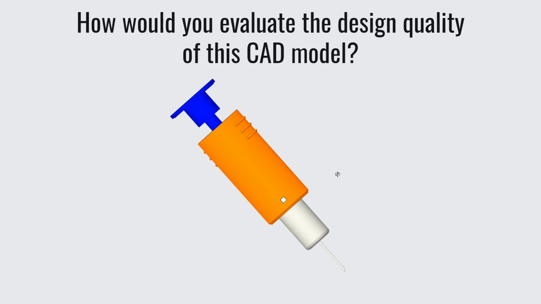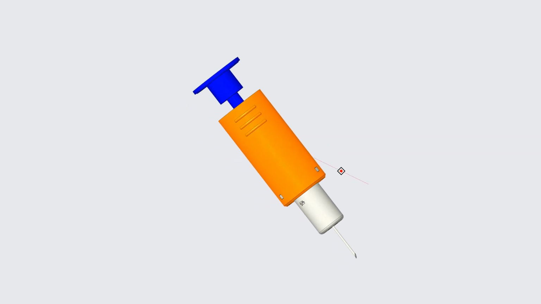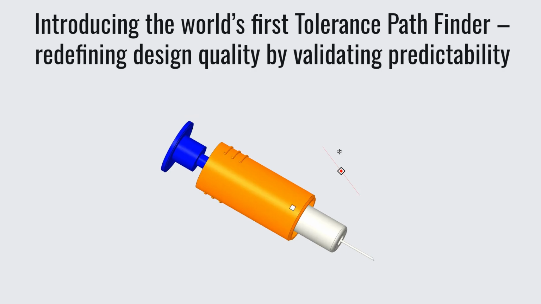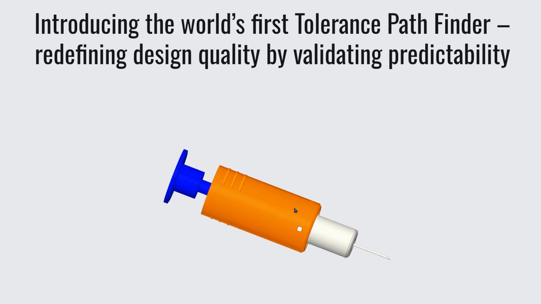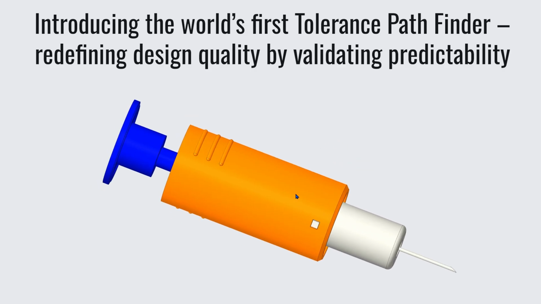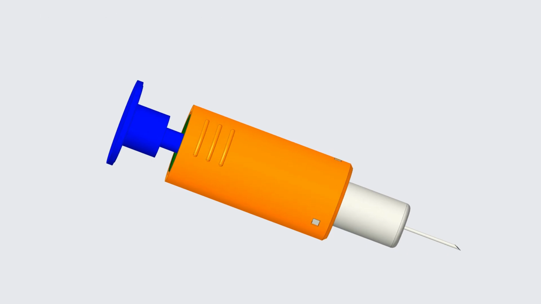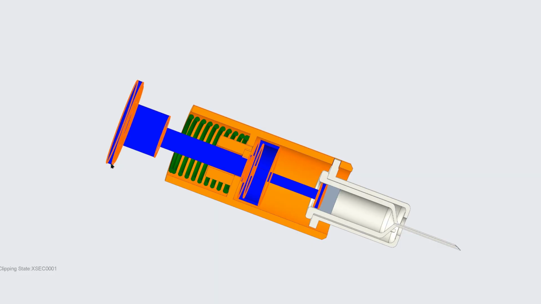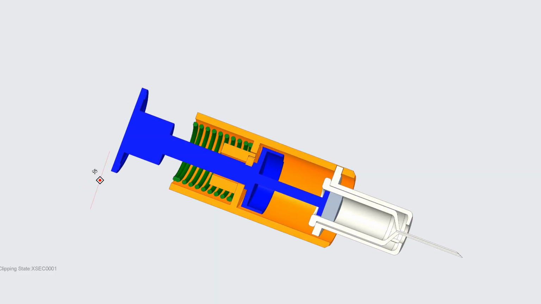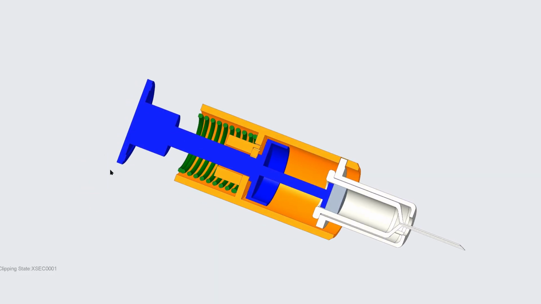How would you evaluate the design of this CAD model before testing? This video will show you the world's first tolerance path finder that will validate predictability of your designs and make tolerancing tasks much easier. The example in this case is a simplified injection device where the main function is to inject a drug with high accuracy.